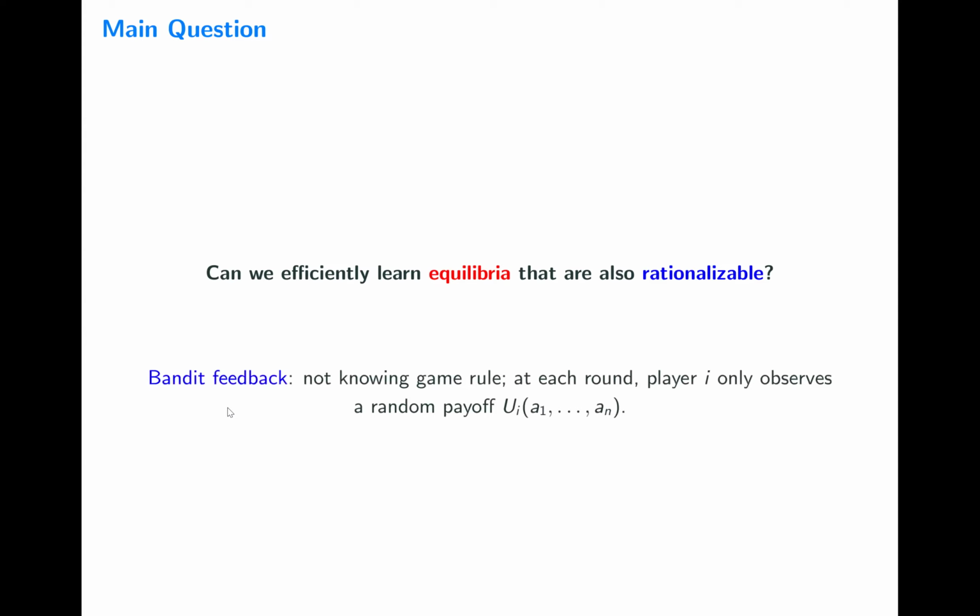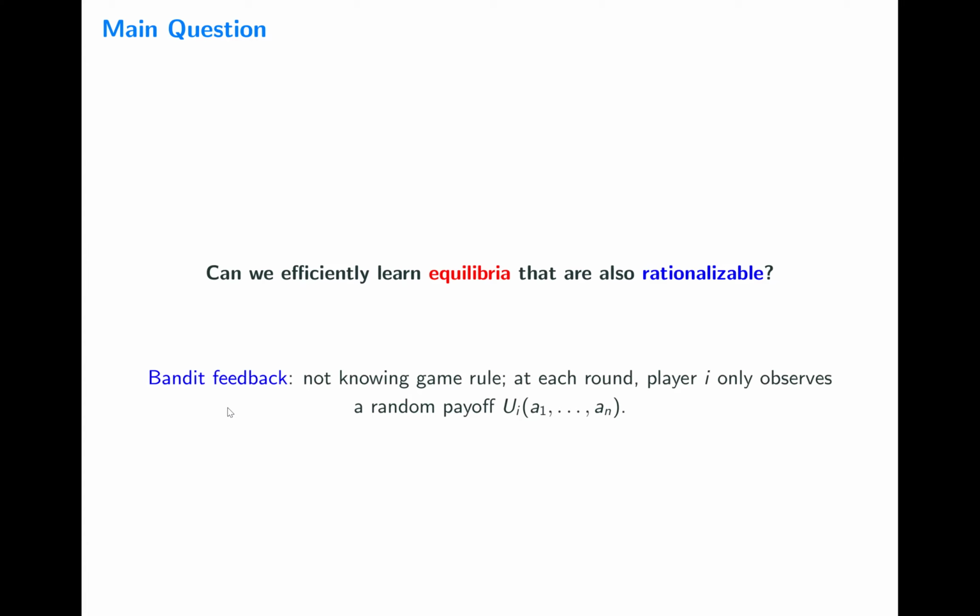Okay. So this talk will focus on the bandit feedback scenario. That is, we assume all the players don't know the game rule at all, and at each round we only learn the game from this bandit feedback. That is, every player will play some action, but we don't necessarily know what the other players are playing. Each player i will just play one action a_i and see some random payoff u_i, where the joint action is a_1 to a_N.